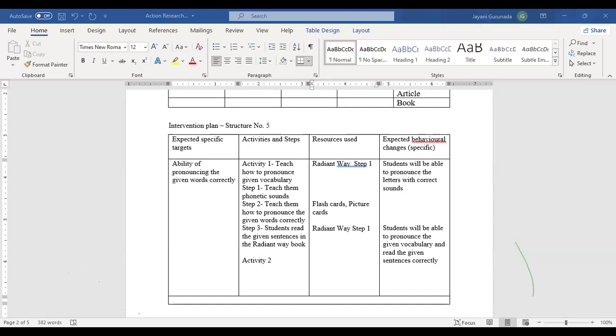Activity 1. Teach what is passive voice using suitable examples, and then what is the difference between active voice and passive voice. Under that, step 1, ask them to identify the active voice and passive voice. Teach them passive voice with simple present tense.